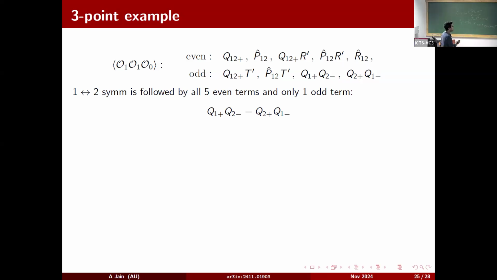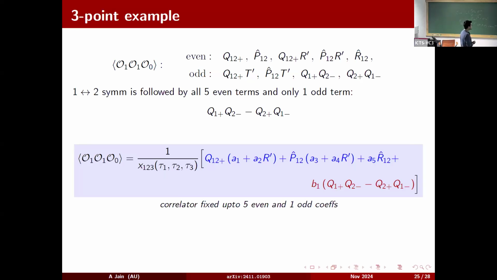So I can use that. So the even ones, actually all of them respect that. The odd, actually only one structure respects that, which is a linear combination of these last two ones. And hence what I can have is this correlator is fixed up to 5 even coefficients and 1 odd parity coefficient. So this is what superconformal symmetry has fixed this 3-point correlator up to.